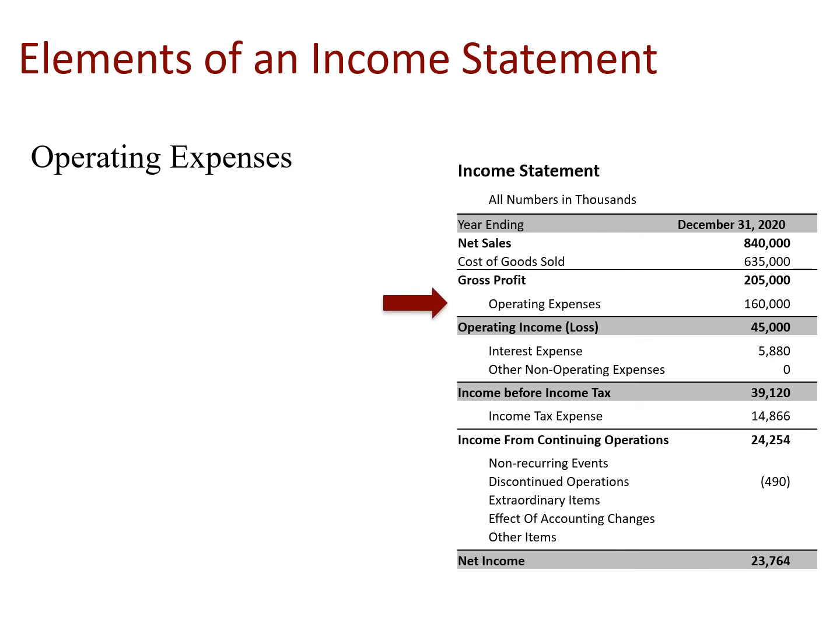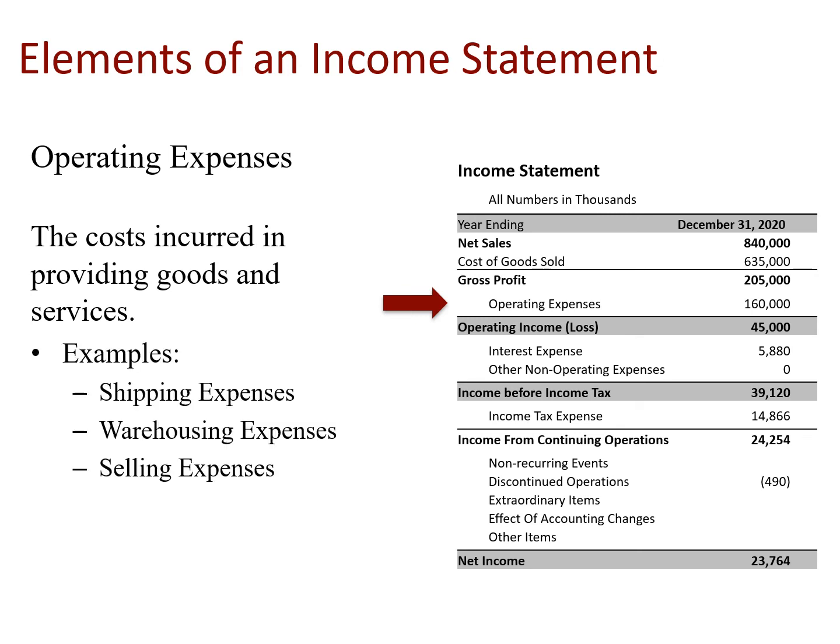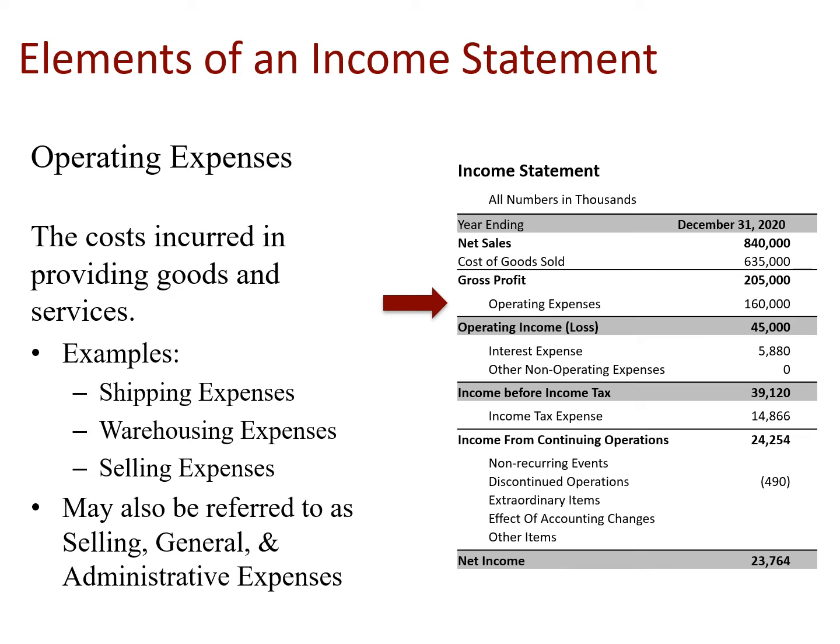Operating expenses. This represents the cost incurred in providing goods and services. So basically, the cost incurred because of the type of business that you're in. Examples for a distributor would be shipping expenses, warehousing expenses, selling expenses. Sometimes may also be referred to as selling, general, and administrative expenses.